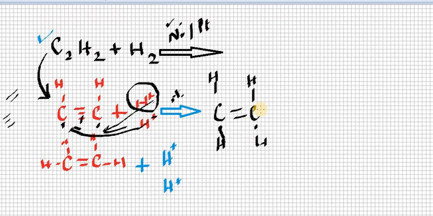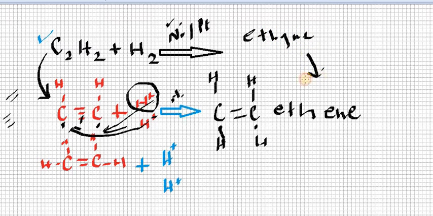It's a double bond. Two carbons are there, so we call it eth. There's only a double bond here, so we use ene: ethene. So this reaction is also used for conversion of ethyne, that is a triple bond hydrocarbon, to ethene. So this is our ethene.